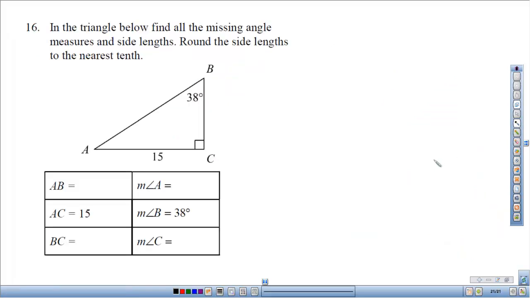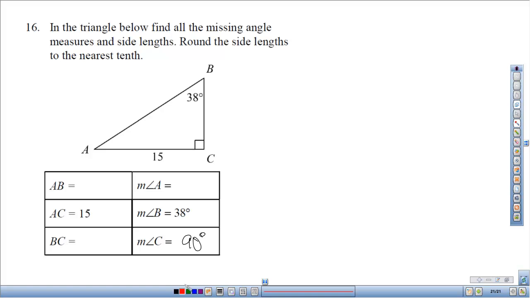All right, number 16 gives us a triangle, and they ask us to figure out all the missing angles and all the missing side lengths. The name for doing this is called solving a right triangle. That's where you figure out everything. Okay, and let's start with the easy stuff. We need to figure out angle C. Well, if you can't find out what angle C is by looking at the picture, you need a lot of help. So we can all see that that's 90 degrees. Let's go ahead and fill that in. All right, we already got a box filled in.